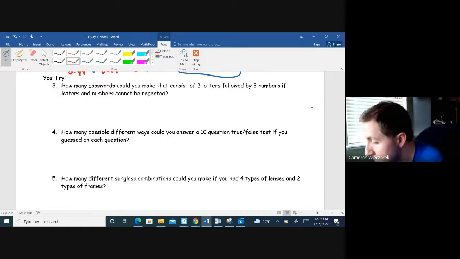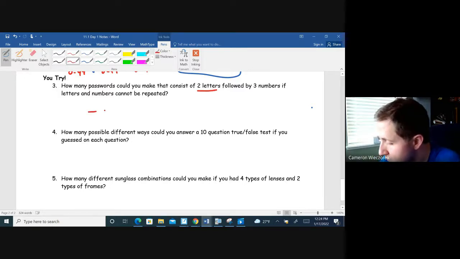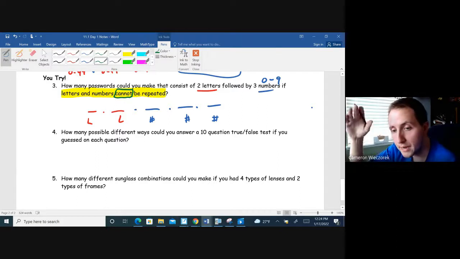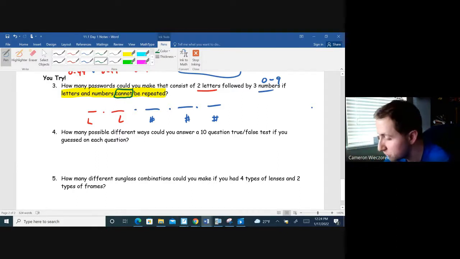Okay, number 3. How many passwords could you make that consist of 2 letters? So I'm going to put those in red. Letter, letter, followed by 3 numbers. Number, and if it doesn't specify, it means you're allowed to pick anything 0 through 9. Number, number. If letters and numbers cannot be repeated. So this is kind of like the last problem we did where everything's going to have to go down in size as you move from left to right.